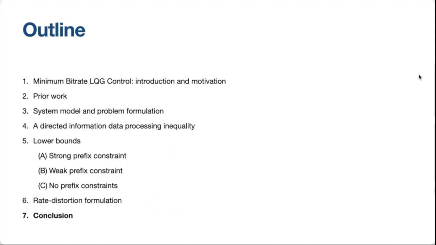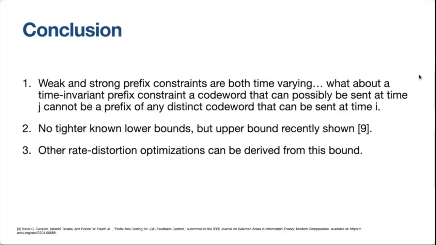Now I'm just going to close with some quick thoughts. One thing to note is that both prefix constraints we considered in this work were time variant. The stronger prefix constraint only requires that the code words potentially transmitted at every time t be prefix-free. However, it says nothing about code words used at different times being prefixes of one another. One could imagine a stronger time invariant prefix constraint where such behavior is precluded. We could insist that no code word that could possibly be used at any time could be a prefix of any distinct code word used at any other time.